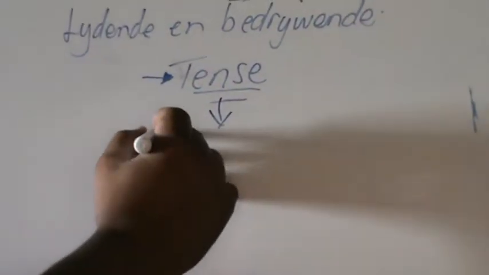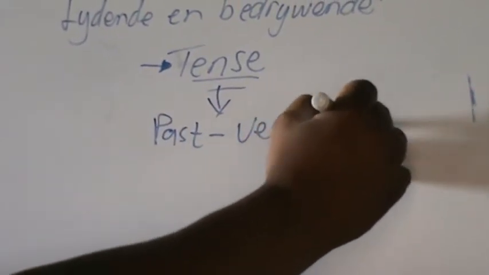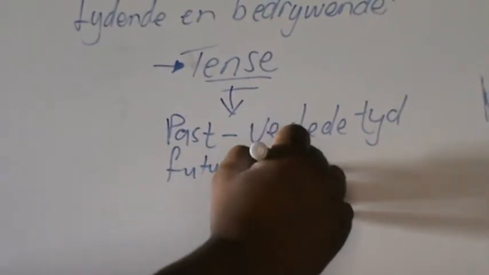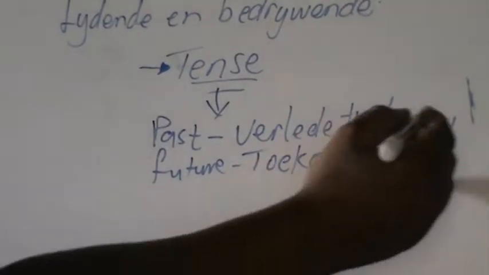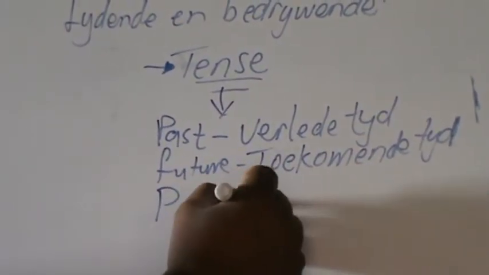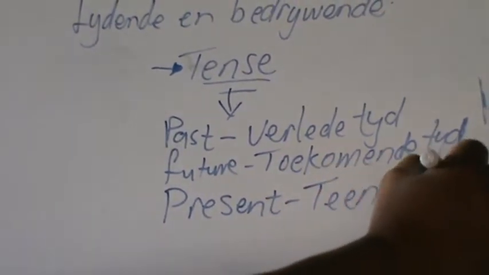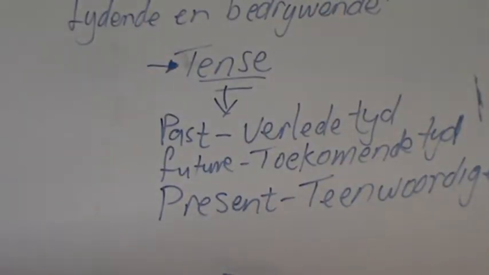We know that we have past tense, right? That is verlede tyd. Then we have future tense. That is toekomende tyd. Right? And then we have present tense. That is teenwoordige tyd. Right? Teenwoordige tyd. Just a bit of screen there, but I'm sure it will be fine.